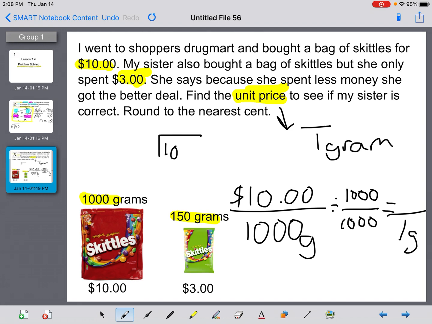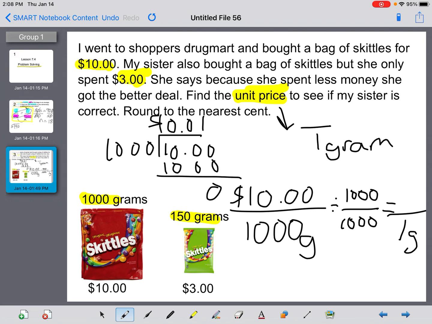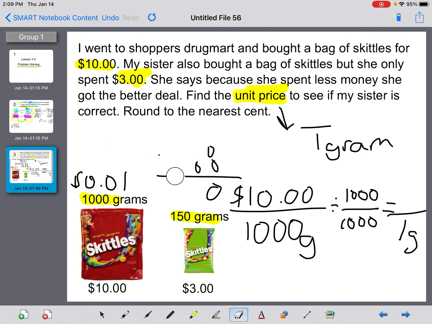And then what you can do, if you wanted, is some long division. $10 divided by 1,000. Because there's a decimal, I need to place it. And then if you take a look, 1,000 doesn't fit into 1, it doesn't fit into 10, it doesn't fit into 100, but it does fit into 1,000 one time. And then we have 0 as our remainder. So what I know so far is my red bag of Skittles costs me exactly 1 penny per 1 gram. 1 penny per 1 gram.